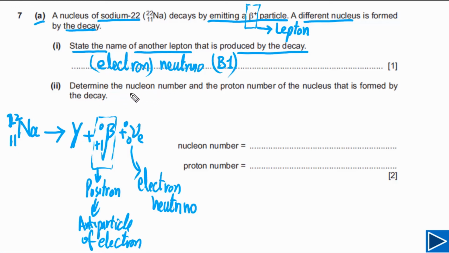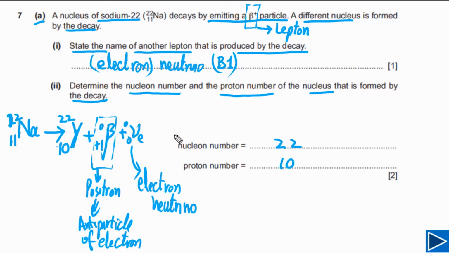The next question is asking us to determine the nucleon number and proton number of the nucleus that is formed by the decay. This is beta plus decay, so the proton number will decrease by 1. So here the atomic number, meaning the proton number, has to be 10. 10 plus 1 is 11. It has to be the same on both sides, meaning proton number has to be conserved, and the mass number will not change. So this will be 22. Mass number is nucleon number. So we can write here 22, and this one is 10.